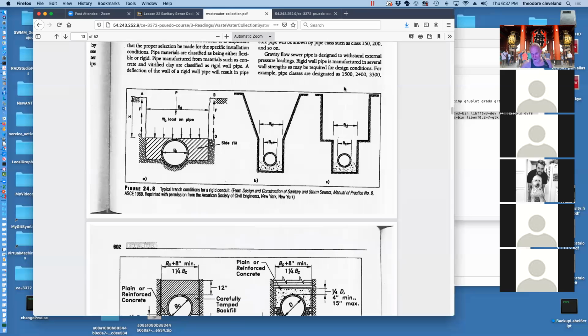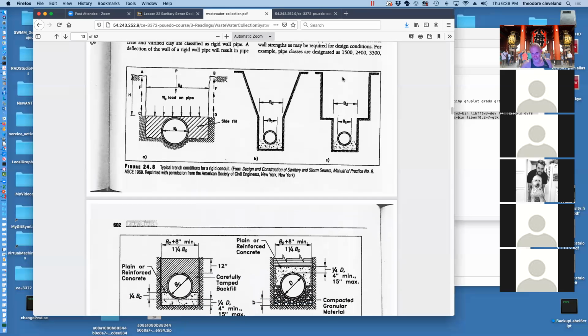And then the remainder of the chapter spends a great deal of time and space on the structural aspects of buried pipes. And we've kind of glossed over it this entire semester. But in addition to carrying water, the buried pipes also have to carry, damn it, that really hurt.